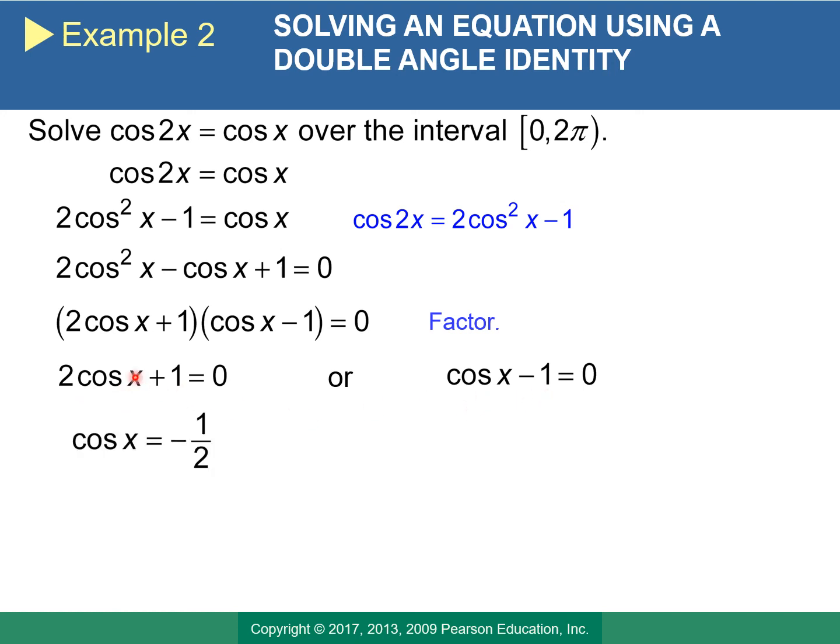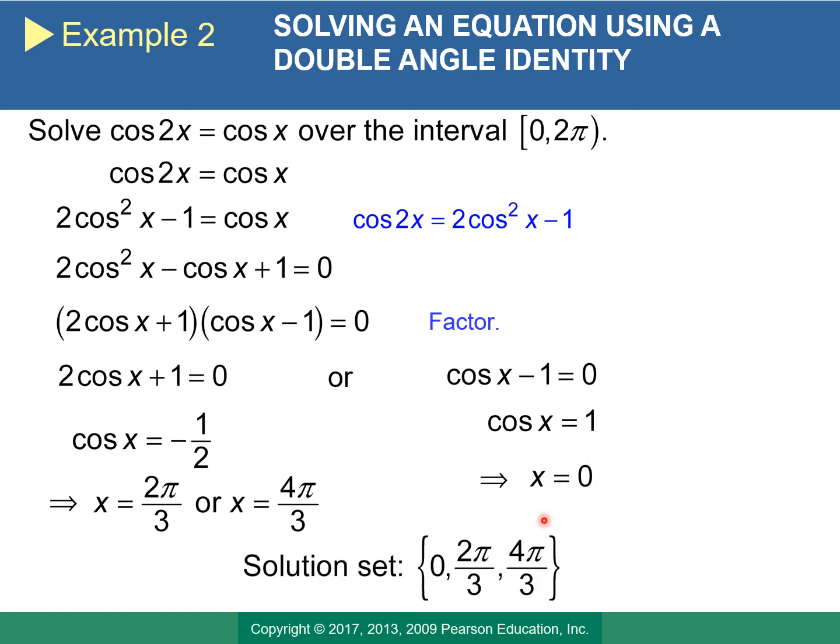So if we solve for cosine x, it's negative 1/2 over here, and it's going to give us values on our unit circle from 0 to 2 pi of 2 pi over 3 and 4 pi over 3. They give us this cosine value of negative 1/2. Over here, cosine equal to 1 on our unit circle happens when x is 0. Okay, so those are going to be our solution set answers. 0, 2 pi over 3, and 4 pi over 3.